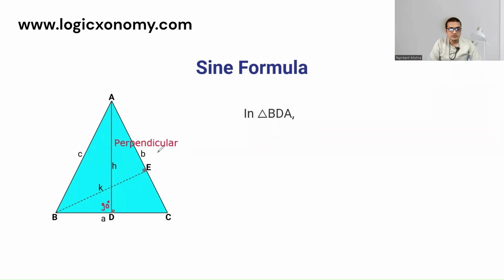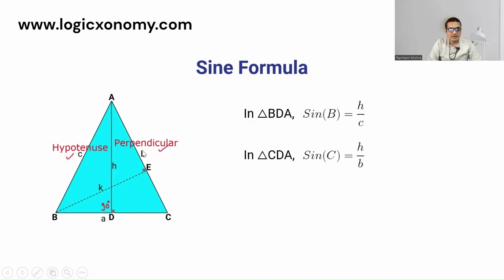AD is the perpendicular and AB is the hypotenuse. So sine B is equal to perpendicular AD by hypotenuse AB. So sine B is equal to h by c. Similarly, in right angle triangle CDA, sine C is equal to h by b. Here h is equal to c sine B. And here h is equal to b sine C.